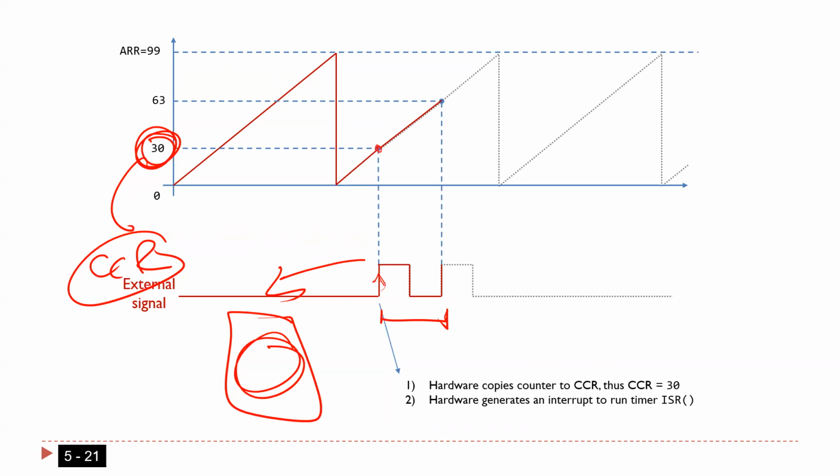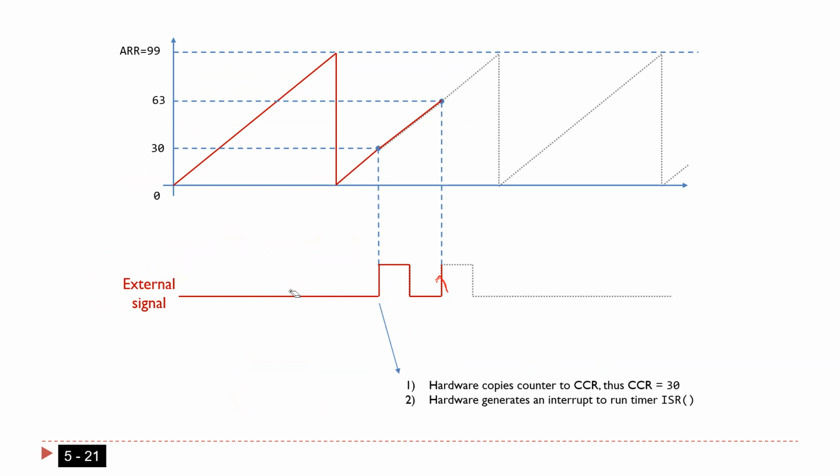Why do you have to store it somewhere else? Because when the second one comes, the value of the counter is also going to be stored in CCR. You got what I'm saying? So this is exactly what should happen. Guys, look here. We're going to have one interrupt here. In this interrupt, I'm going to take 30, which is stored in CCR.